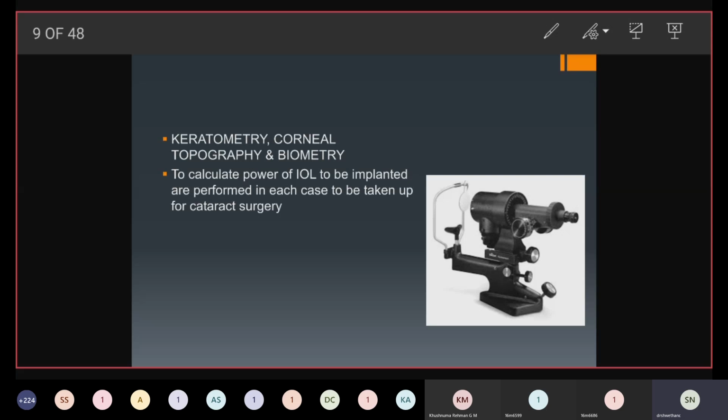So this is a picture showing keratometry. Again, this is there in our OPD. This is the Bausch and Lomb keratometer. This is used to measure the corneal curvature.